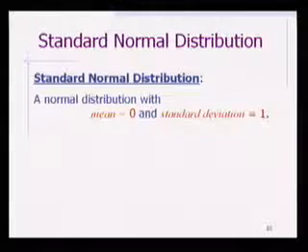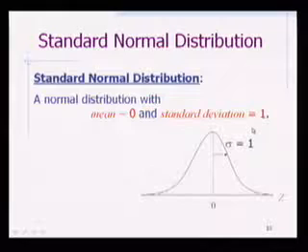What is standard normal distribution? It is a specific normal distribution that has a mean 0 and standard deviation 1. If you have a bell-shaped, symmetrical normal distribution whose mean is 0 and standard deviation 1, that distribution is called standard normal distribution.